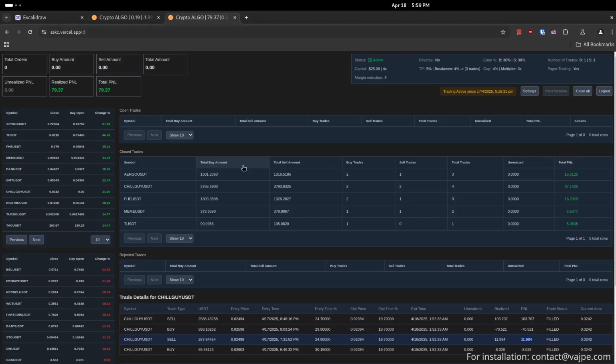And this is the live setup that the client is running. Currently, it is running in paper trading mode, but we have already tested it, and the client is running it daily. And I will also publish the backtest results for these.